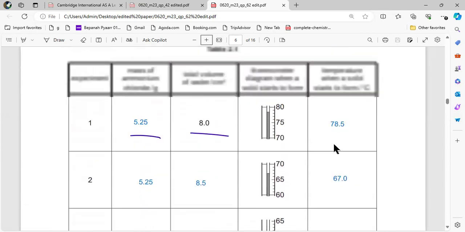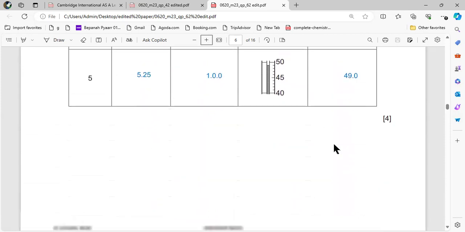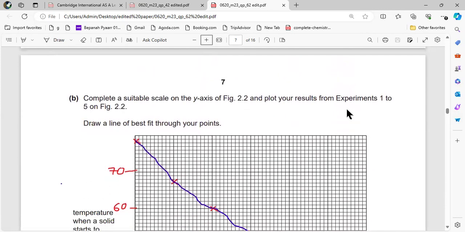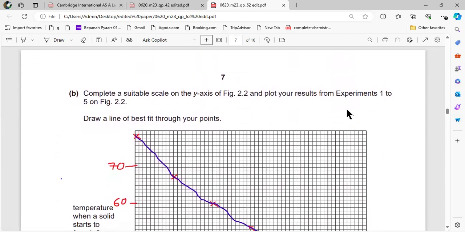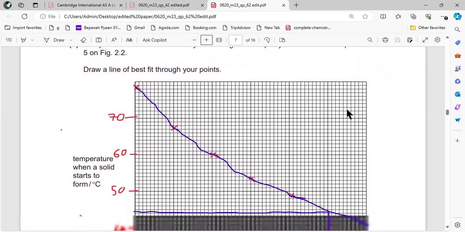This whole column will score you 1 mark, and if it is not written properly, they can cut your marks. Compare a suitable scale on the y-axis and plot your results from experiment 1 to 5. Draw a line of best fit through all your points.